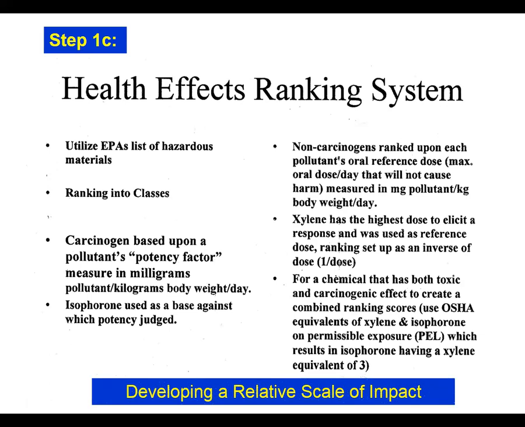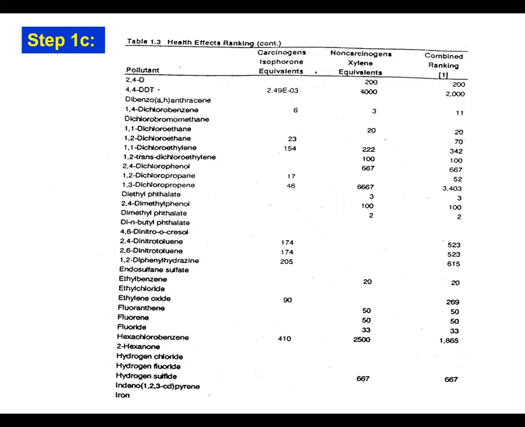And this was a relative scale of impact analysis. So this is what you see. We come up with a health effects ranking. These are concentrations in milligrams per kilogram of body weight, and you can see they all have different numbers in this regard. When you took the carcinogen and the non-carcinogen impacts, we had a combined ranking system of all the chemicals relative to each other as far as impacts to health.